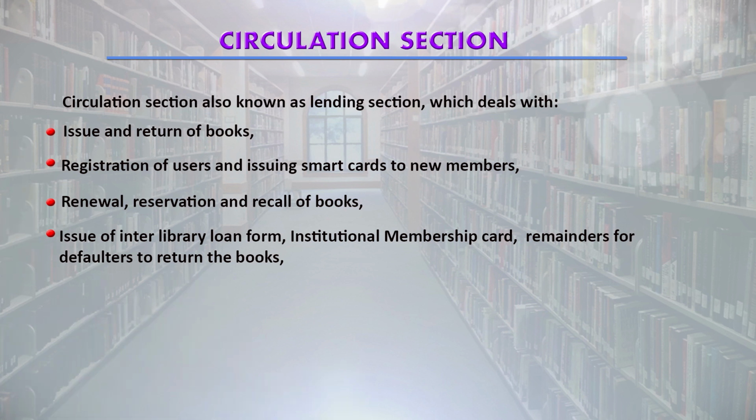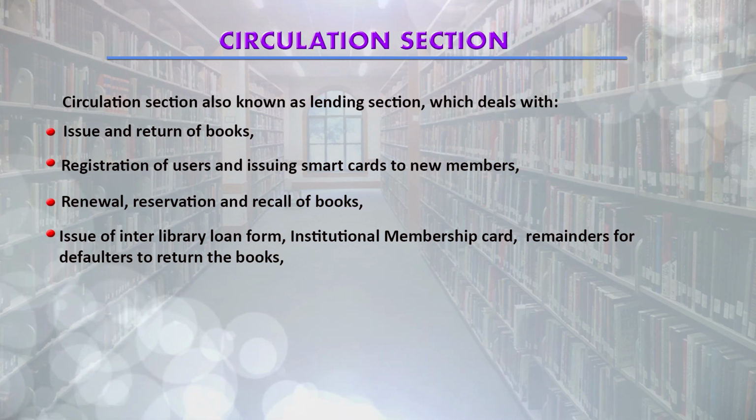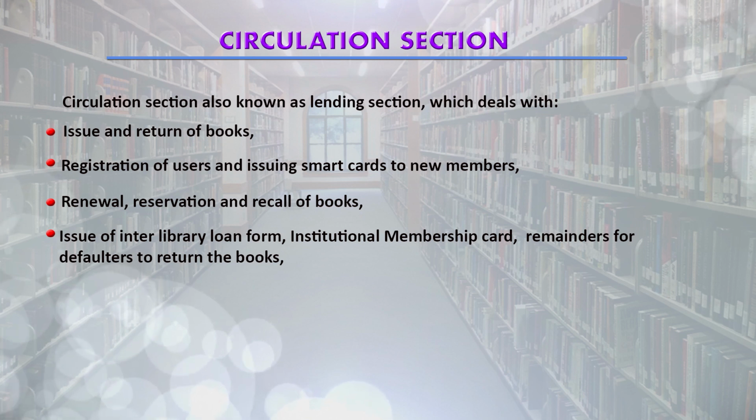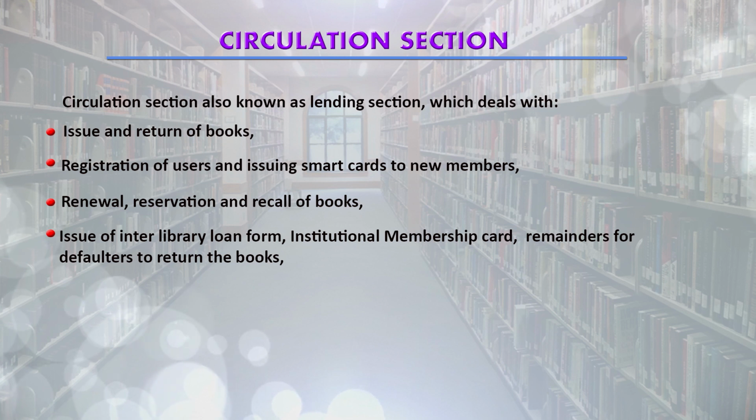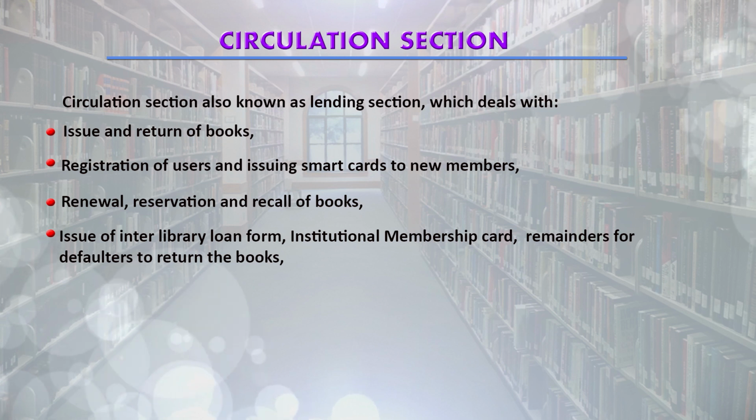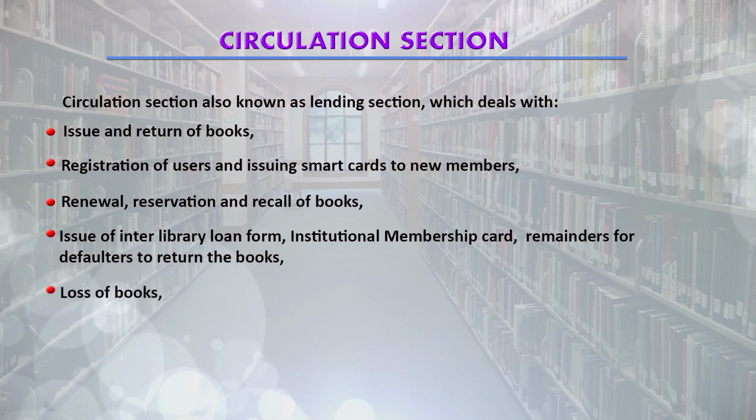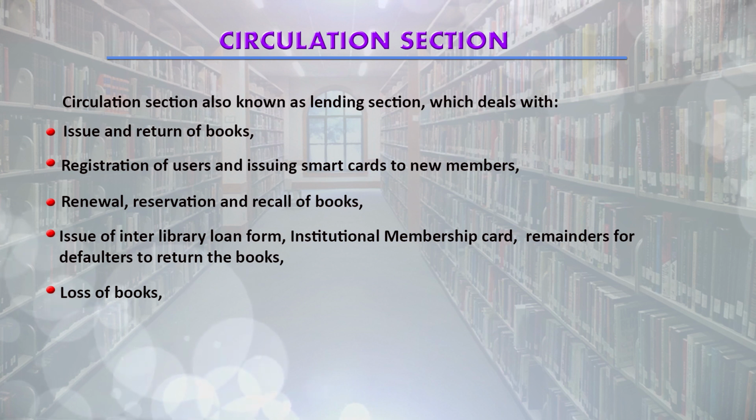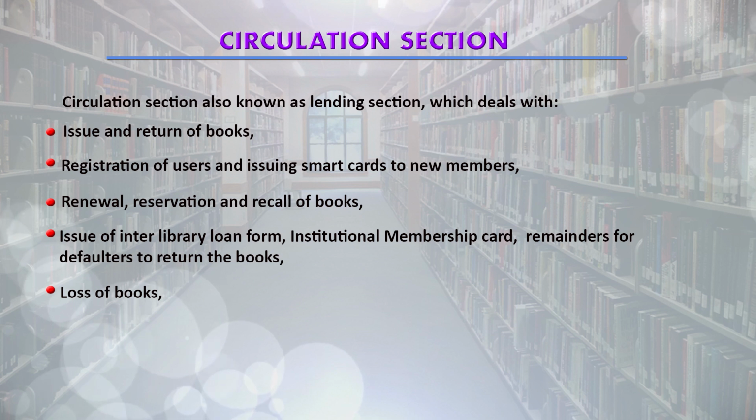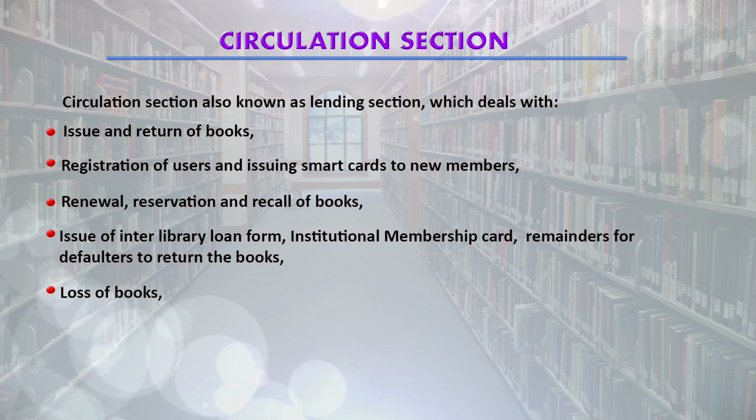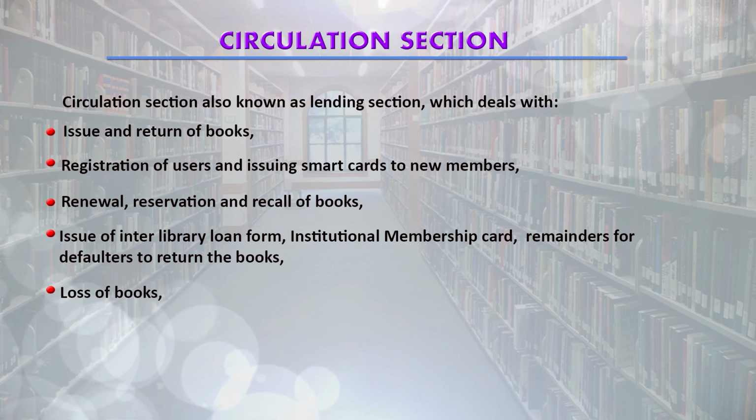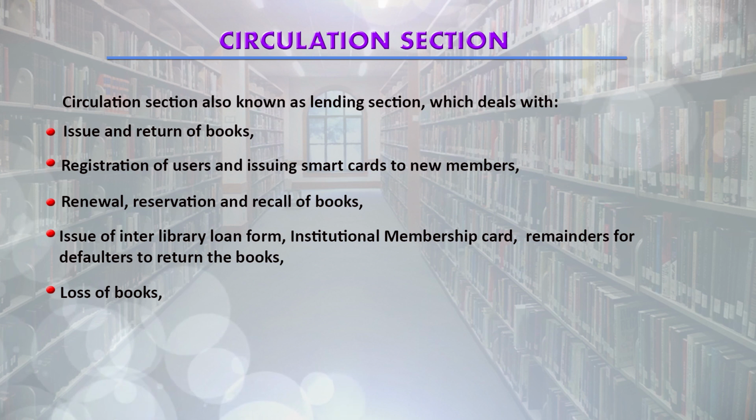Means if the book is issued for 15 days to a user and that period is over now, so the circulation section issues reminders. Loss of books is also being reported by the circulation section, because they issued a book and it is the responsibility of both the user as well as the circulation section staff to report if the book is lost by the user.